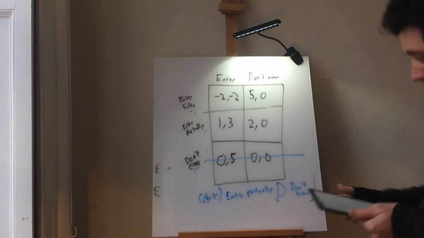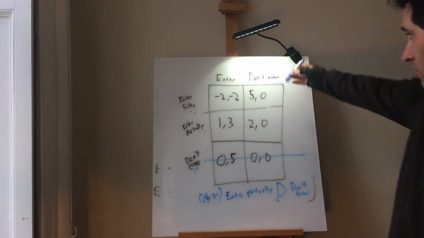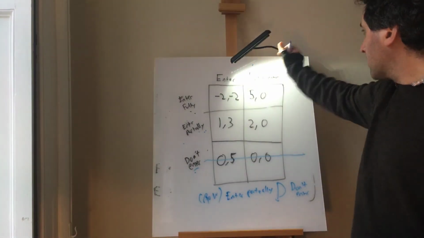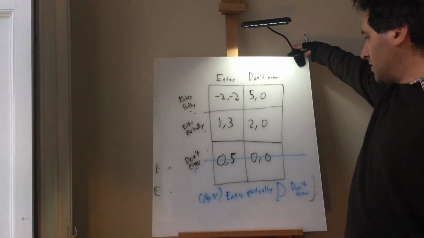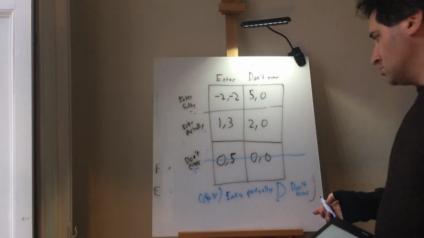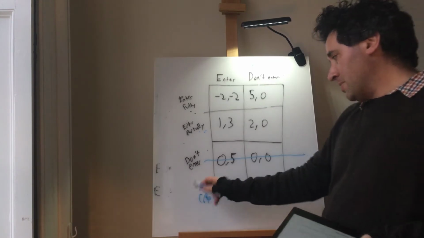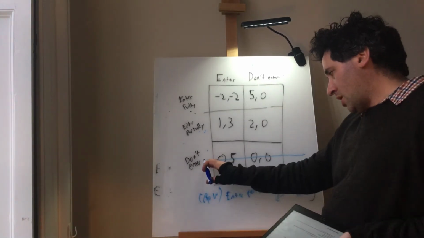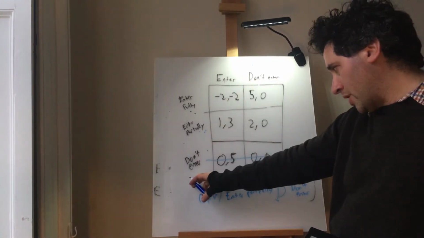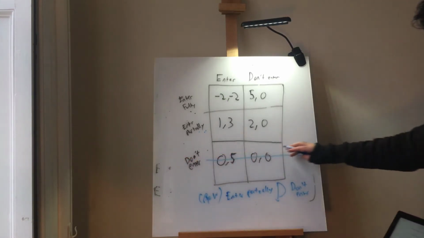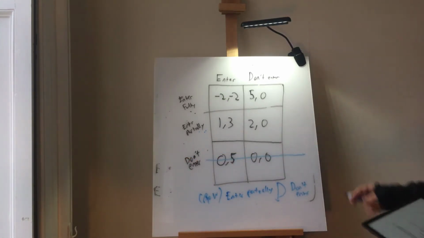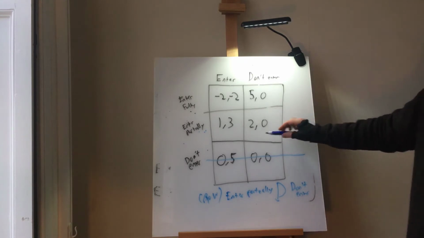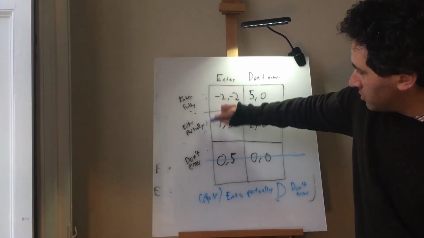Is there anything more we can get? Now we could look at column, realizing that row is rational. If we have common knowledge of rationality, column will realize row is rational. Column will rule out row playing don't enter. So then column will say, all right, well, I know that row is going to do one of these two things if I know that row is rational.